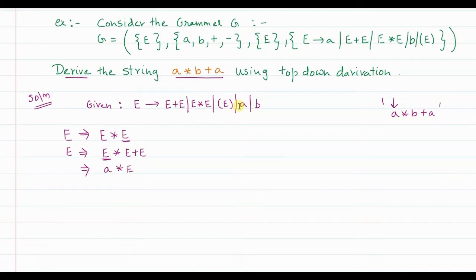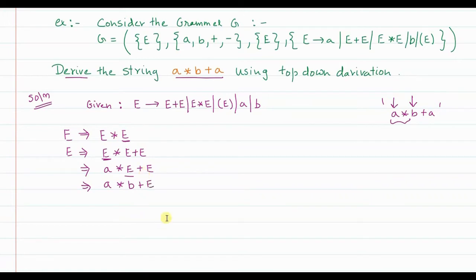So the string that I get is A into E plus E. Up to this we have already derived. Now the next element we have to get is B. So after A and into, I will replace this E with B, because I want B here. So what I get is A into B plus E.